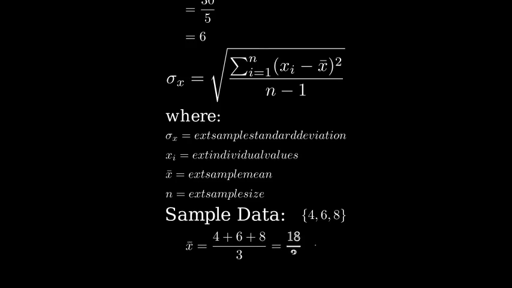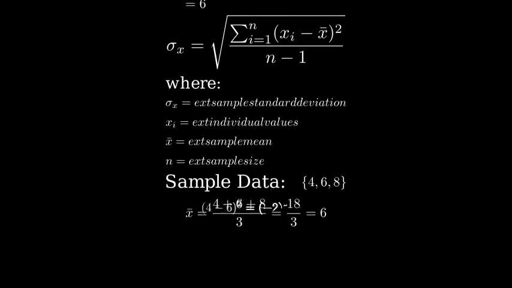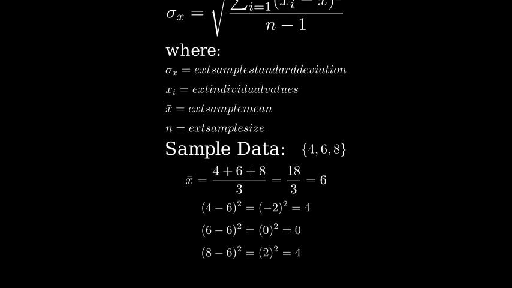First, we need to calculate the sample mean. The sample mean is 4 plus 6 plus 8 divided by 3, which equals 6. Next, we calculate the deviations from the mean and square them. For each value, we subtract 6 and square the result.